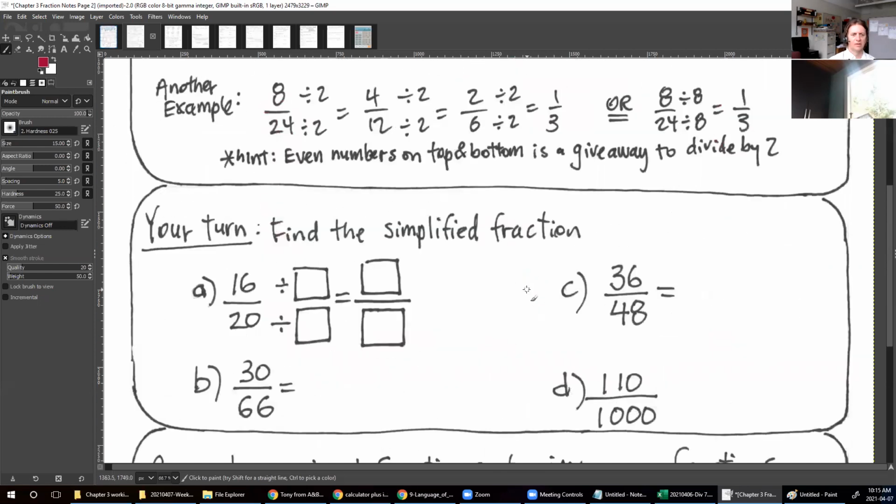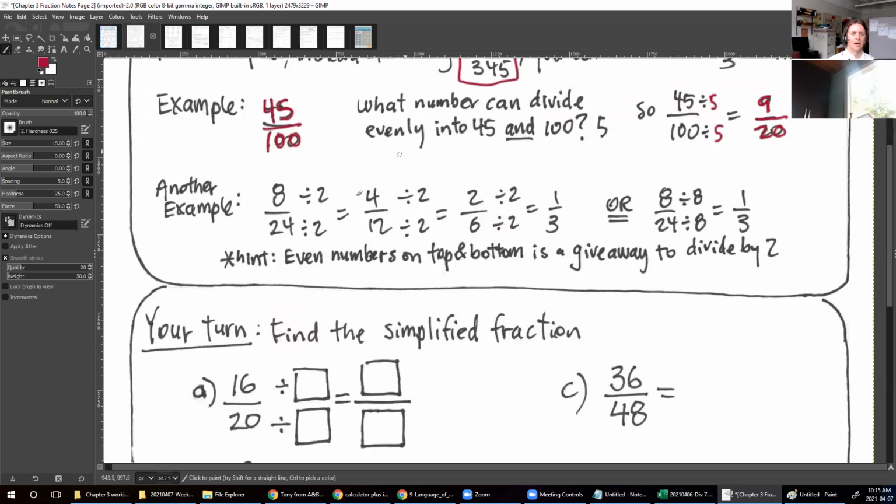Let's do another example here. 8 over 24. And I'm going to show you 2 different ways of doing this, just so you understand that it works both ways. 8 over 24. Both are even, so I know I can divide it by 2. That's one of the fastest ways you can do it. So 8 divided by 2 is 4. 24 divided by 2 is 12. Cool, and I'm done. It's simplified.